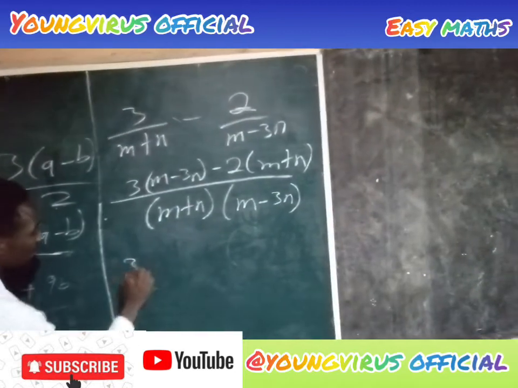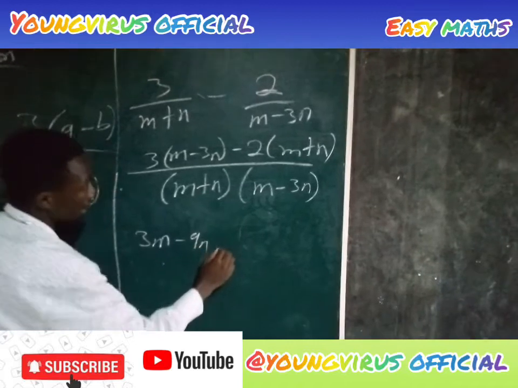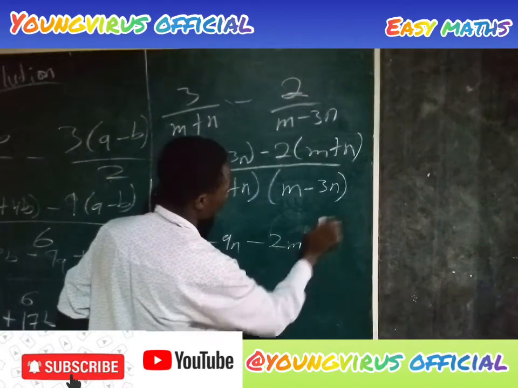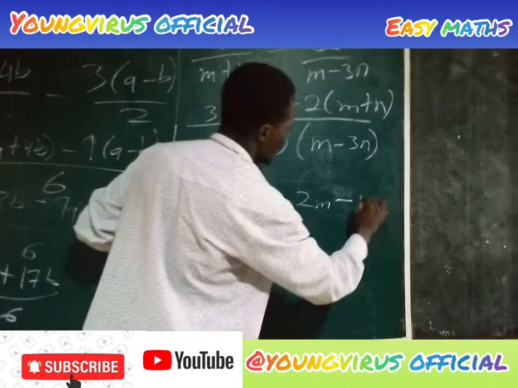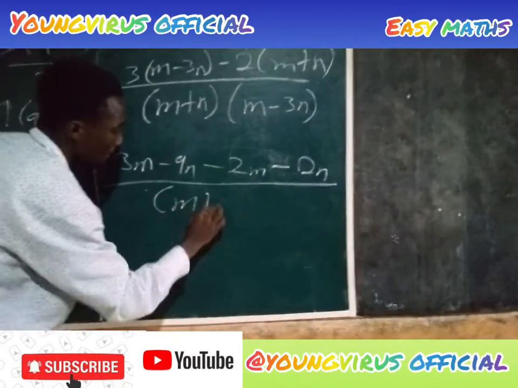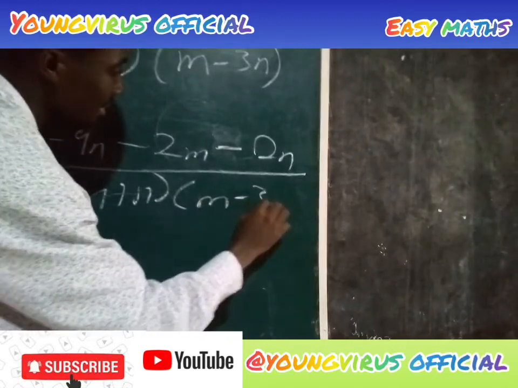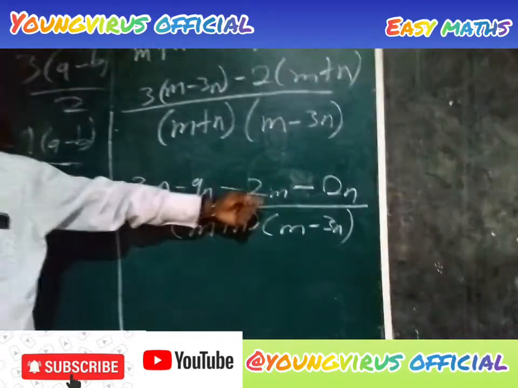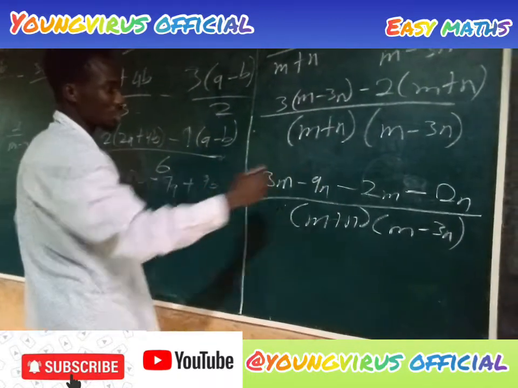Moving on, we have 3m minus 9n minus 2m minus 2n, all over m plus n, then m minus 3n. For now, don't touch the denominator because you don't have to solve for it. We are just expanding it since it's an expression. We deal with the top ones.